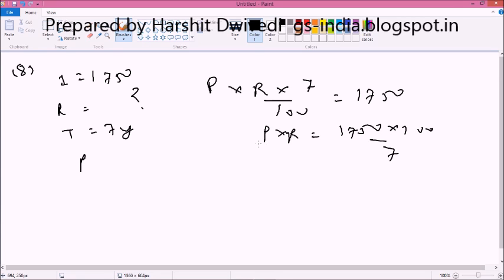Here you can see that principal and rate of interest both are unknown, and it is saying that if we increase the rate by 2% more. So obviously we have two unknown variables here. P is unknown, R is unknown. So we need at least one more equation to solve this question. As we don't have that equation, we can say that the answer is indeterminate. It cannot be determined. We need at least the rate of interest or the principal, and we don't have either, so the answer cannot be determined.